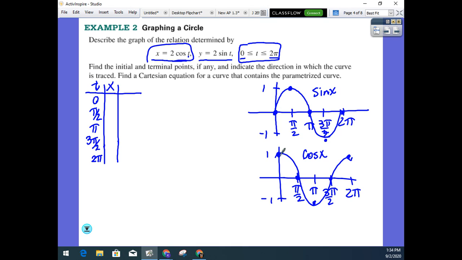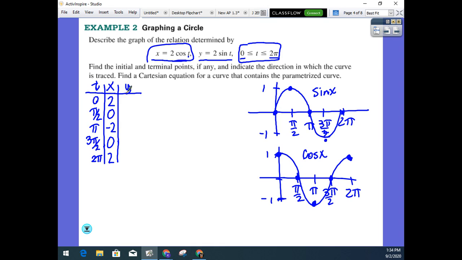Cosine of 0 is 1. Times 2 is 2. Cosine of pi over 2 is 0. Times 2 is still 0. Cosine of pi is -1. Times 2, -2. Cosine of 3 pi over 2 is 0. And cosine of 2 pi is 1. So notice when we plug these values in, these are along the x-axis, and cosine of that value is the answer along the y. Okay?